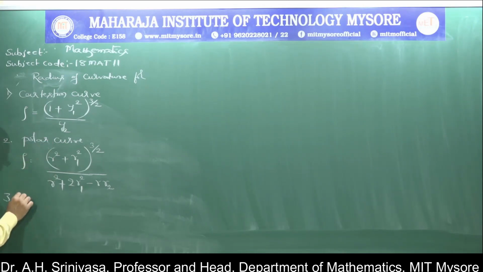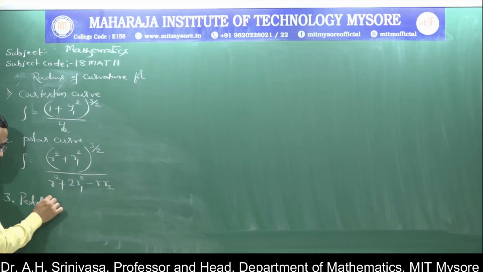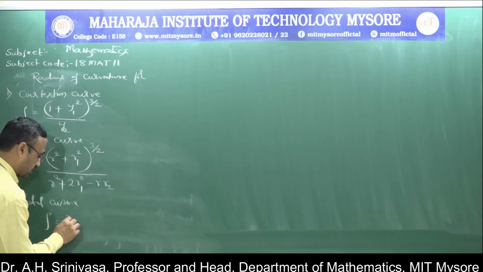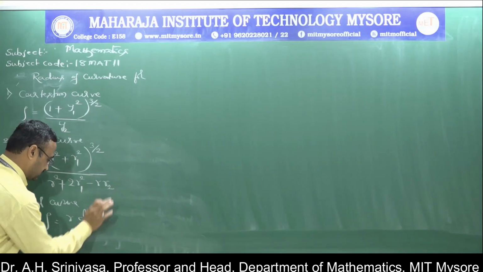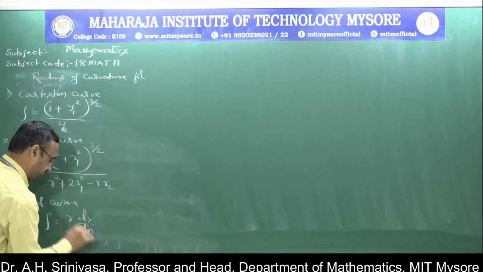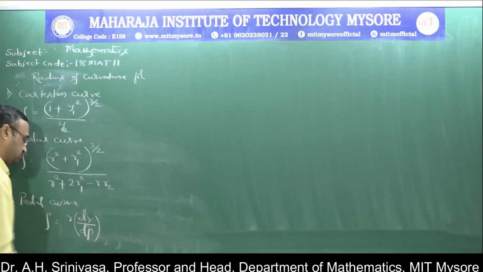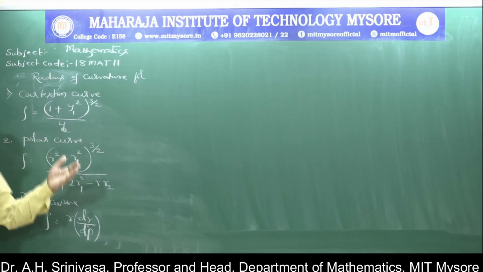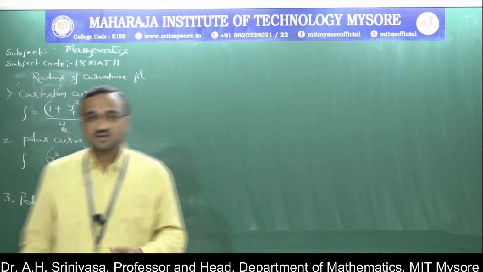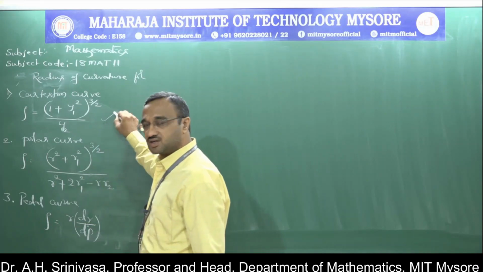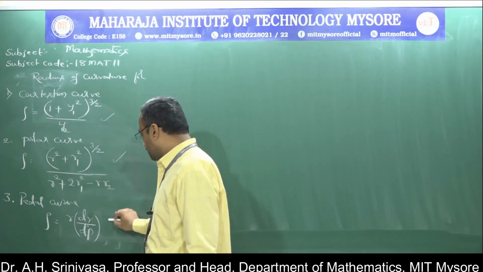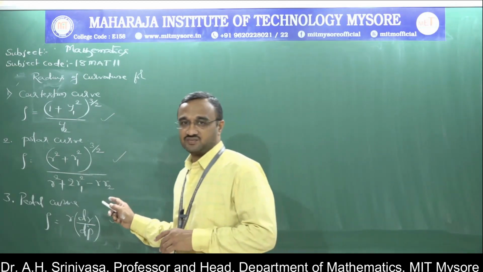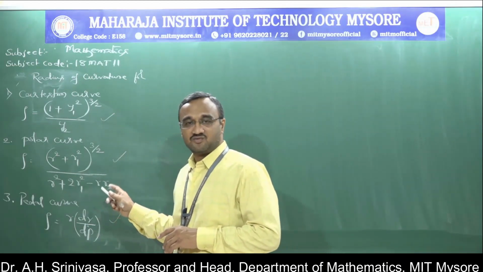This is for polar, then pedal. For the pedal curve, we have to use rho equal to r into dr by dp. So these are the formulas we use to find the radius of curvature for different types of curve. The first one is the Cartesian curve, the second is the polar curve, the third is pedal. Parametric is also there, but it is not in your syllabus now, so I am skipping that parametric form.